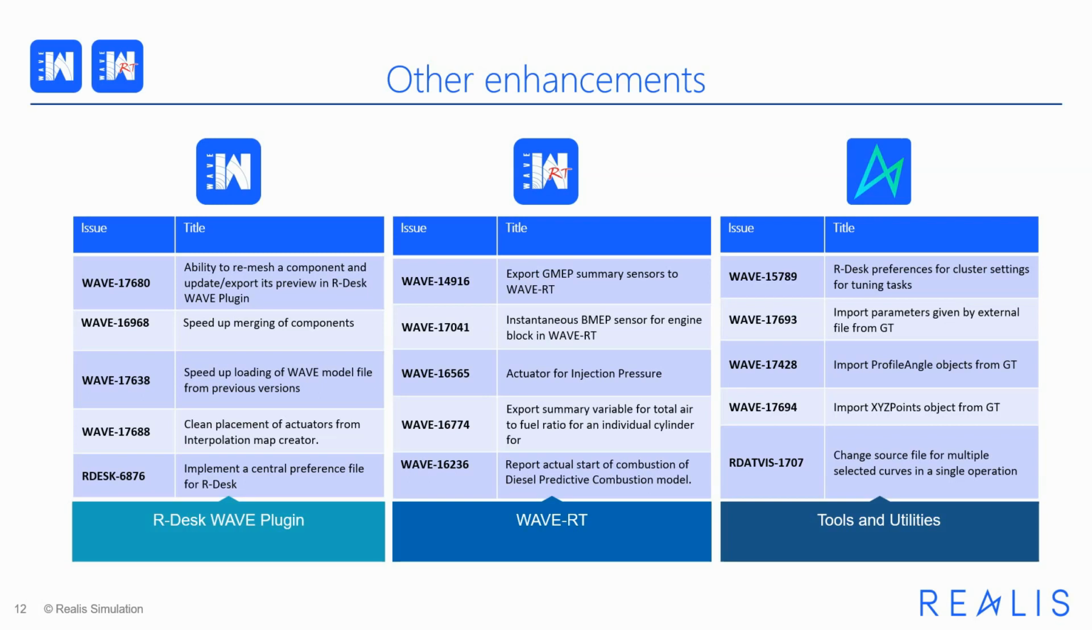Tools enhancements feature the ability to set global preferences for cluster settings in RDesk Tuner, which allows users to set parameters of their queuing system globally for all sessions. Furthermore, it's now even easier to translate your models from GT to WAVE. We have enhanced the import from GT with a number of new features driven by the elements typically encountered in rotary engines. Finally, the post-processing in RPost has been improved, allowing customers to change the source file in bulk with one operation on all selected curves, simplifying analysis of complex data sets.